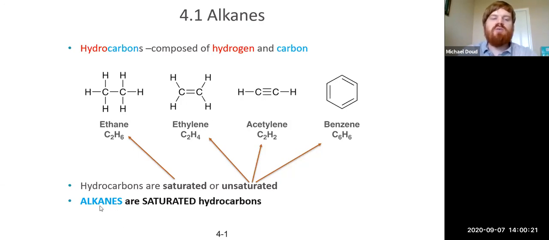So the distinction here is we're going to focus on this side here, alkanes. Those are our saturated hydrocarbons. So that's where we're going to start. And then eventually we'll get into alkenes and alkynes before the end of the semester.